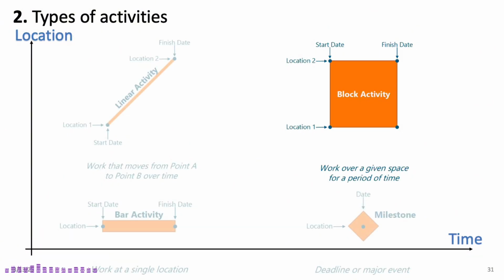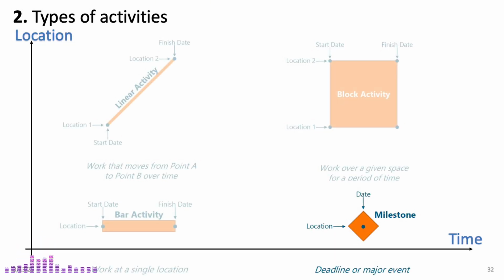Another type is the block activity. These tasks require a large working space and extend over a long distance along the project alignment. However, unlike linear activities, they are not continuously repeated. In the LSM diagram, they are represented as rectangles that show both the time span and the spatial area they occupy.